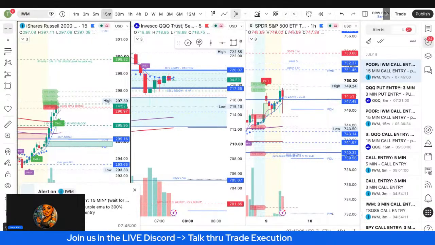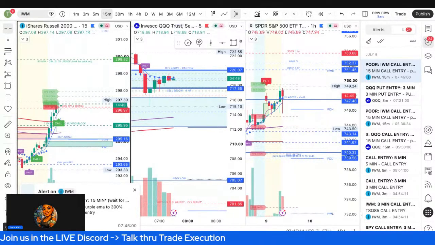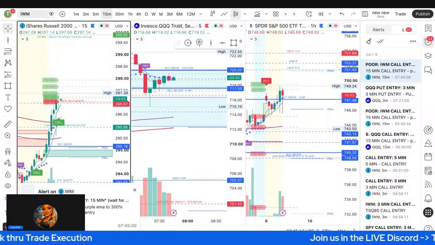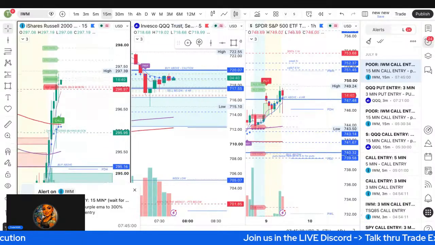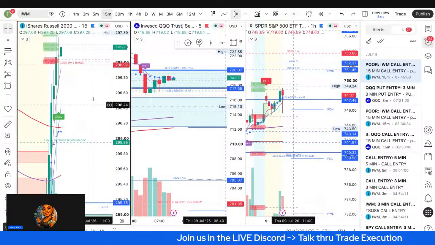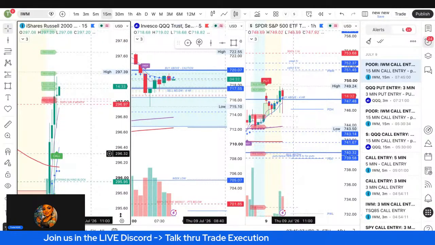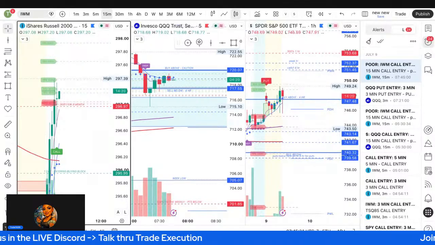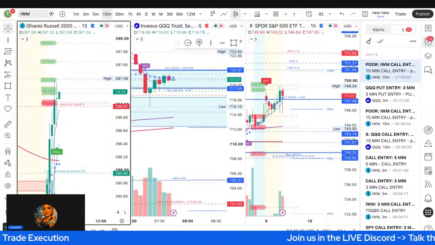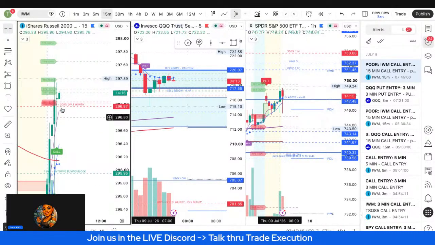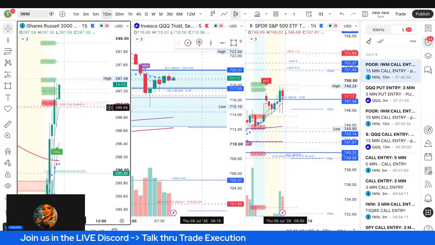I feel like that'd be a safe trade here on IWM. Let me open it up so you can kind of see when you hit 30% and ooh, 50% there. Only thing is, I like to see a block. There we go. Beautiful.